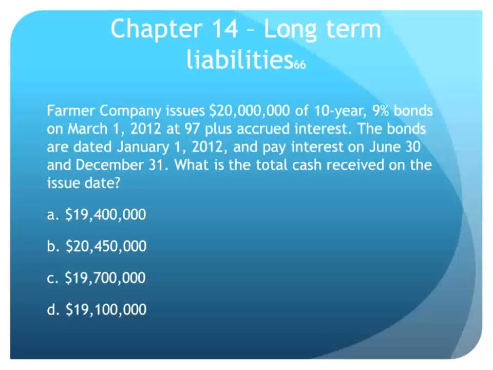So starting with the first question here, we have Farmer Company issues $20 million of 10-year 9% bonds on March 1, 2012 at 97 plus accrued interest. These bonds are dated Jan 1, 2012 and pay interest on June 30th and December 31st. What is the total cash received on the issue date? So let's see here.